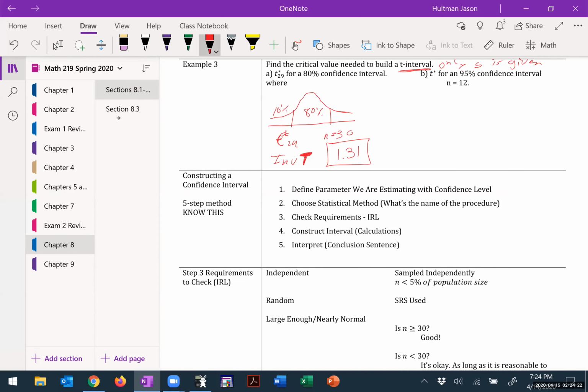Okay, what's the t star for a 95% confidence interval? 95% in the middle means that it's 2.5% on the edges. And it says n is equal to 12. So what are my degrees of freedom if n is equal to 12? Yep, it's 12 minus 1, which is 11.